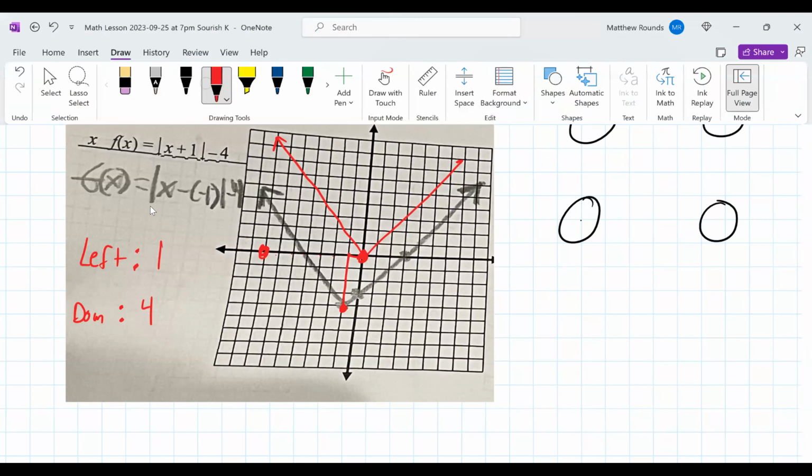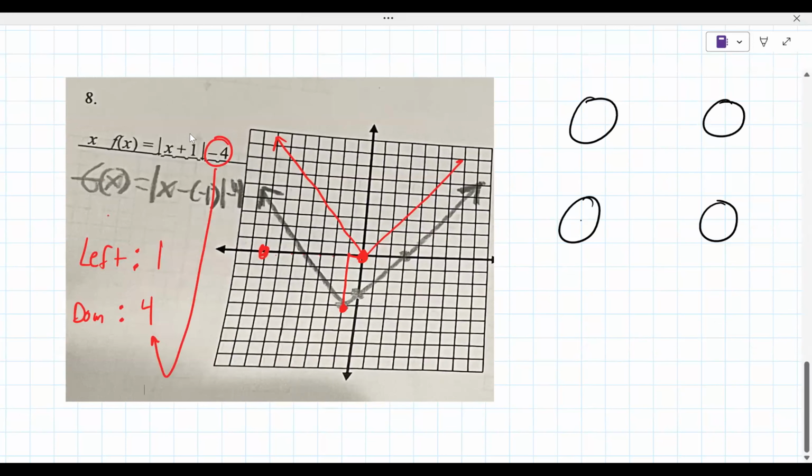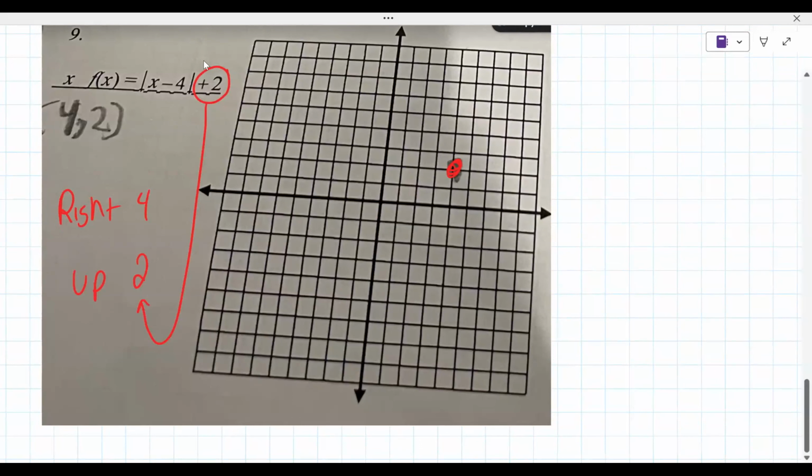So the reason it's down 4 is this number right here. What number do you see there? A -4. Now I'm going to grab number 9, and hopefully we can do this one a little faster. This point here is right 4 and up 2. This plus 2 is why it's up 2. So what is the number to the side? What does it tell you? Whether it's going up or whether it's going down?